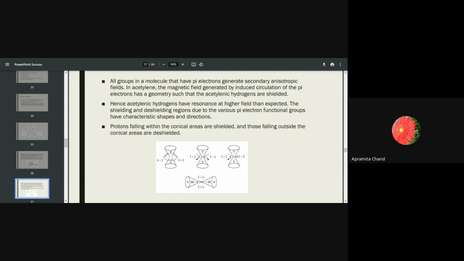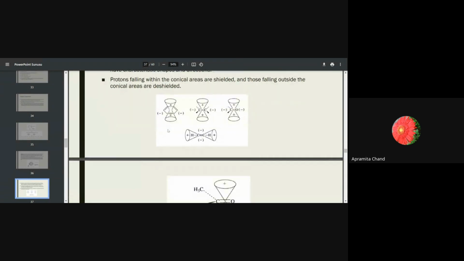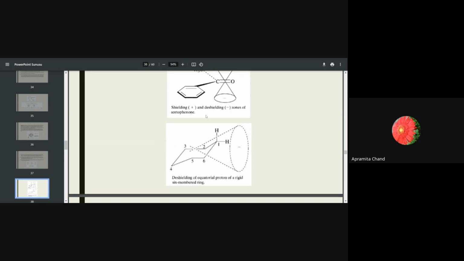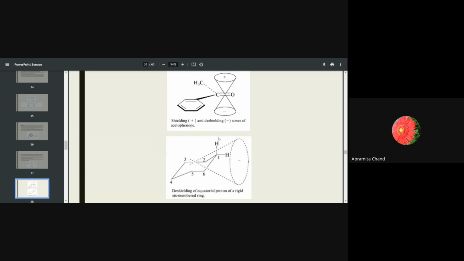You know that shielded means upfield. So protons falling within the conical area around the acetylenic hydrogen are shielded, and those falling outside the conical region will be de-shielded. Similarly for acetophenone and for rigid six-membered rings, this shielding and de-shielding happens differently because of the zones that are created by the circulating pi electrons.